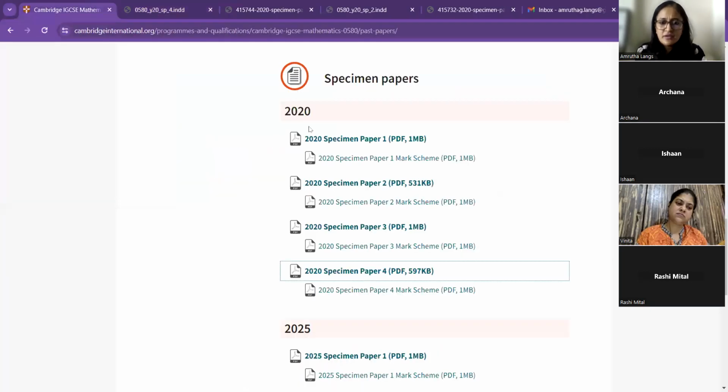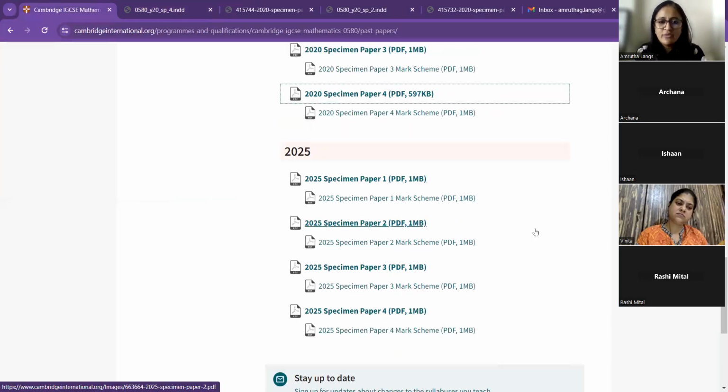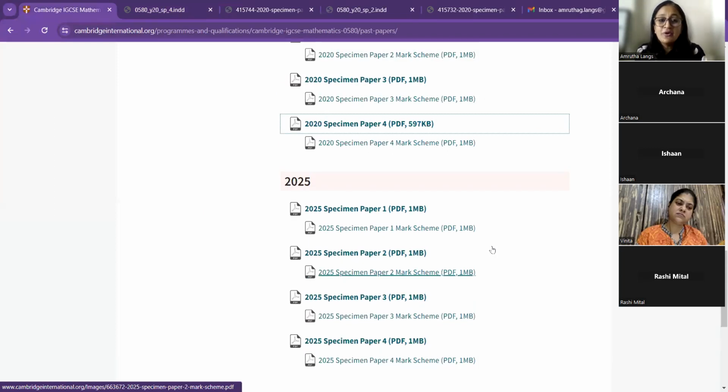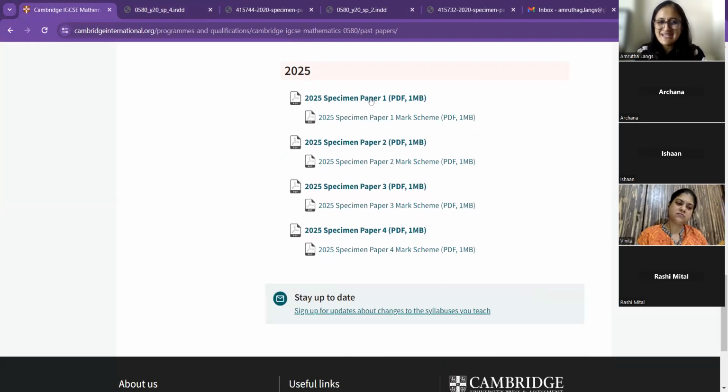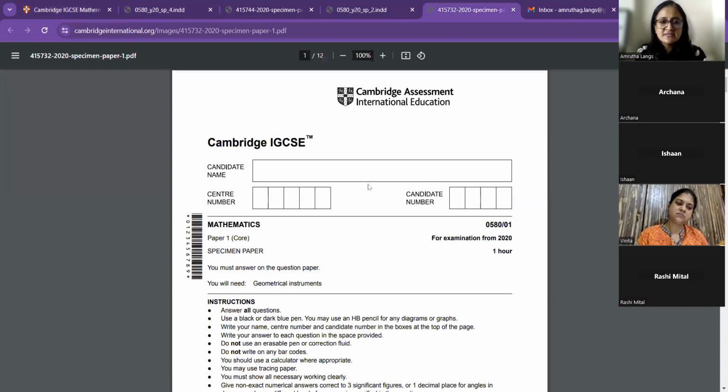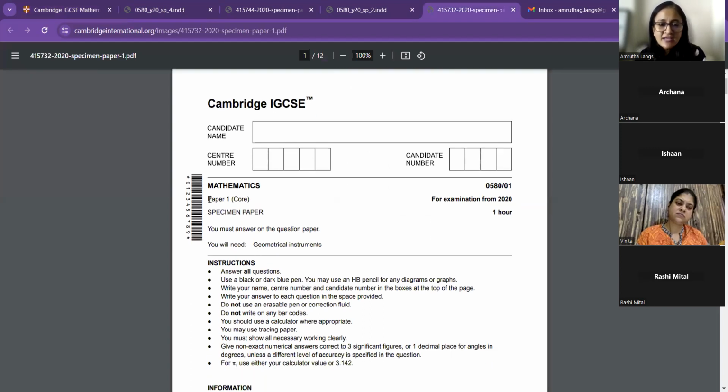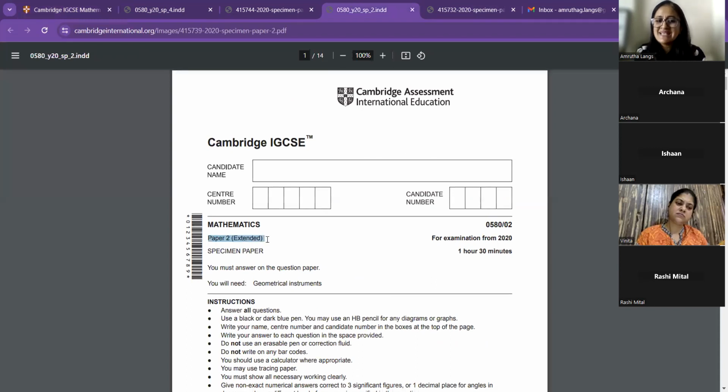Okay, so here you can see that they have given 4 specimen papers. Actually, I should have opened 2025 onwards. I'm so sorry, I opened the old syllabus. But okay, I think you will just get a rough idea. You can later go on the website and check for the 2025 syllabus. When you go on this paper, you will see it's written here, can you see it? Paper 1 core. Similarly, if you go to this paper, you will see paper 2 extended. Extended means it's more to study.